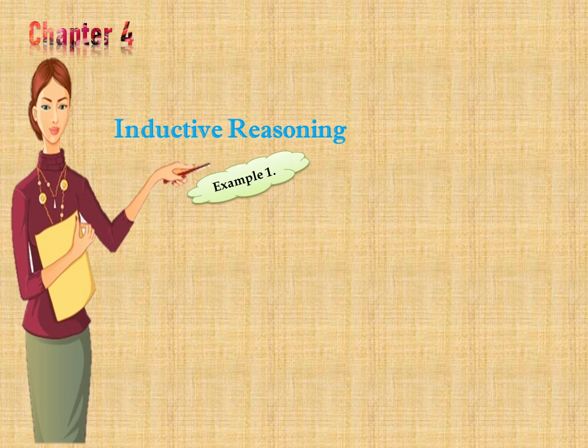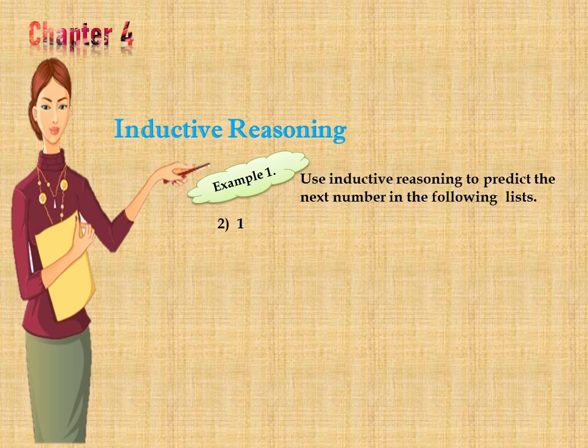For our next example, given the sequence 1, 3, 6, 10, and 15, we're going to predict the next number after 15 using inductive reasoning. To solve this one, copy lang natin yung numbers ng sequence. We have 1, 3, 6, 10, and 15. So, we're going to look for a pattern from this given sequence.